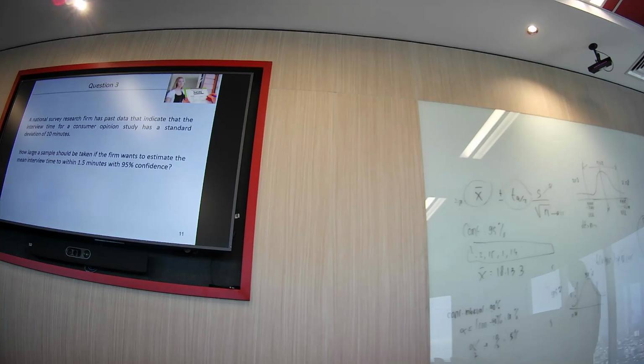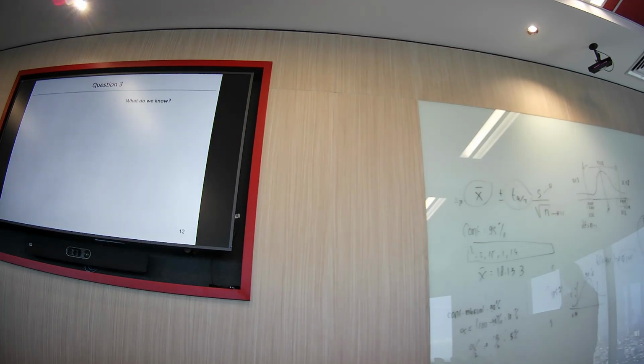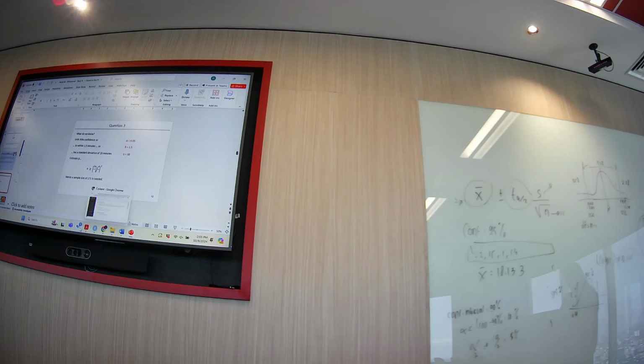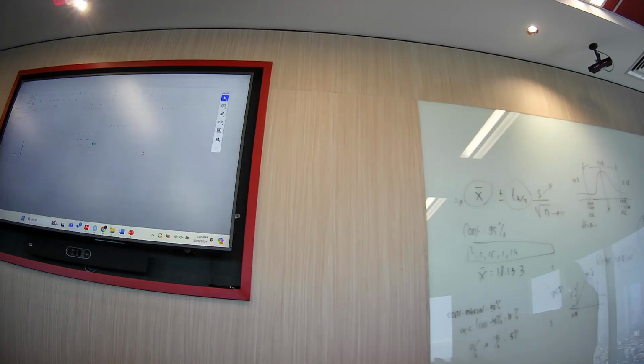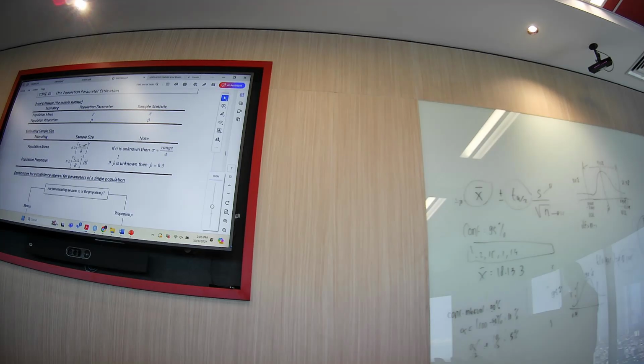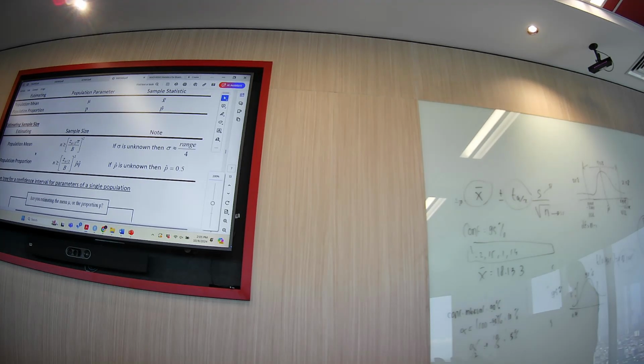Okay, so this one is asking the sample size, the n. We know the confidence interval is still 95%, and what else do we know? The standard deviation, and this one estimates the mean interview within 1.5 minutes. That's why you have this formula. This formula is also located here, for estimating sample size.